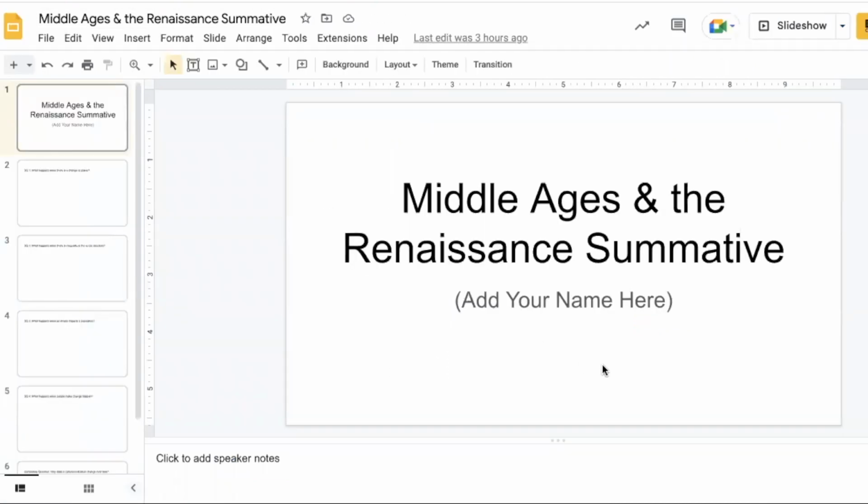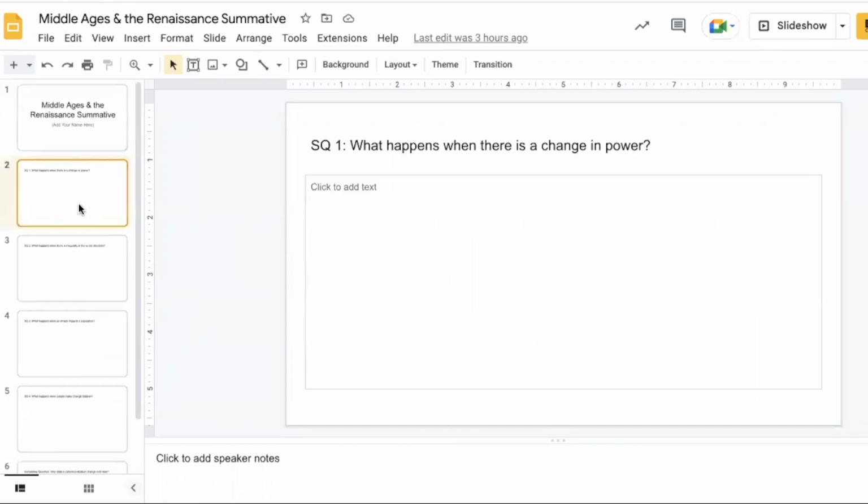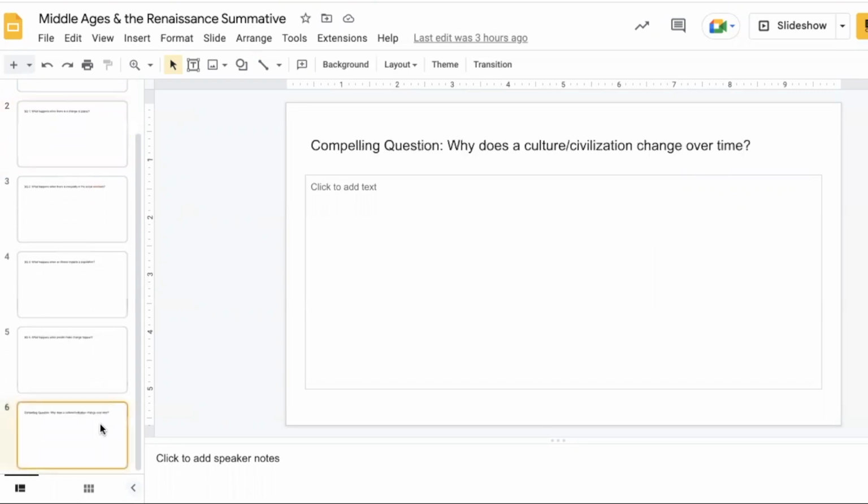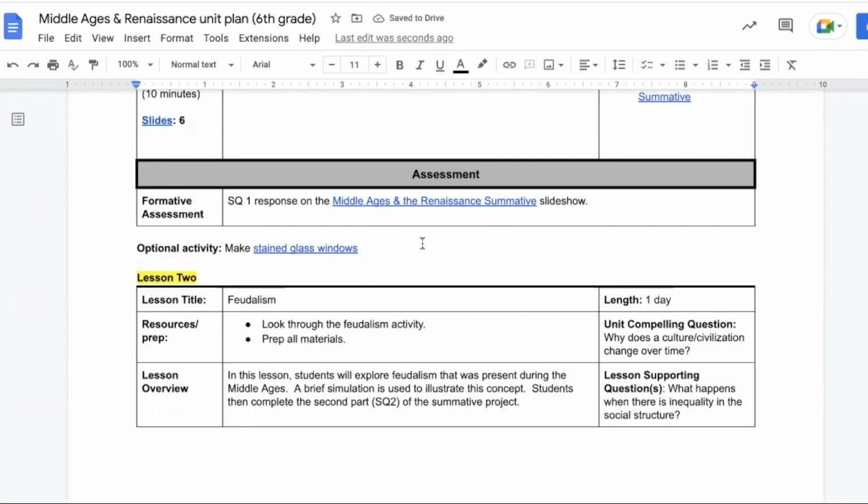At the end of the lesson, students will be introduced to the summative for this unit. Students will add information to slide 2 to answer supporting question 1. As you move through the rest of the unit, you will answer the other supporting questions before ending with the compelling question. There is an optional activity for making stained glass windows if you would like to incorporate this into the unit. It will take an additional day.